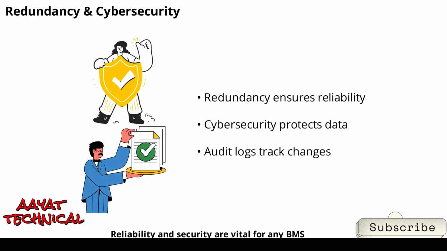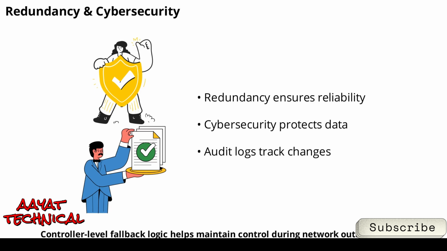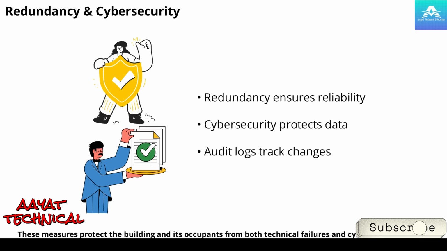Reliability and security are vital for any BMS. Redundancy features like dual power supplies, network failover, and server hot standby ensure the system keeps running even if something fails. Controller-level fallback logic helps maintain control during network outages. On the cybersecurity front, it's important to isolate the BMS network from the corporate IT network, use firewalls and VLANs, encrypt communications, and keep audit logs. These measures protect the building and its occupants from both technical failures and cyber threats.